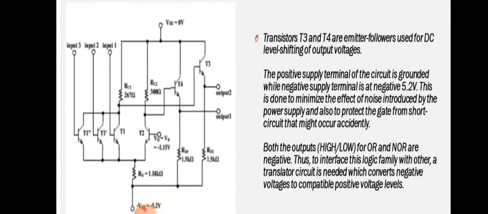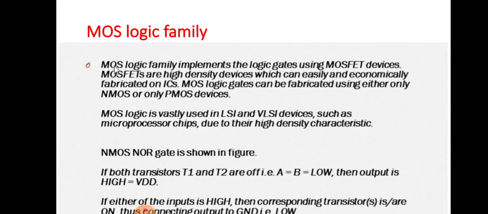After that, the next logic family is the CMOS. Before going towards the CMOS, we will see the metal oxide semiconductor family, that is MOS. The MOS logic family implements the logic gates using MOSFET devices. MOSFETs are high density devices which can be easily and economically fabricated on ICs. So these logic families are very easily fabricated on ICs, so you can replace the whole circuit diagram by the IC.